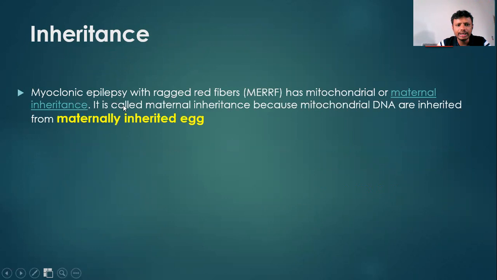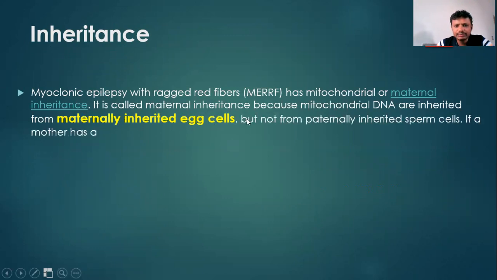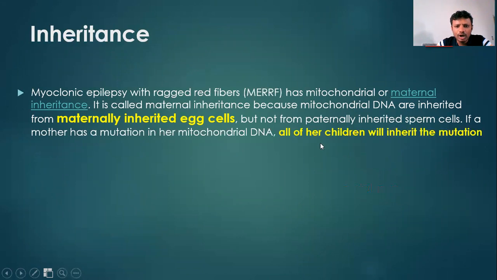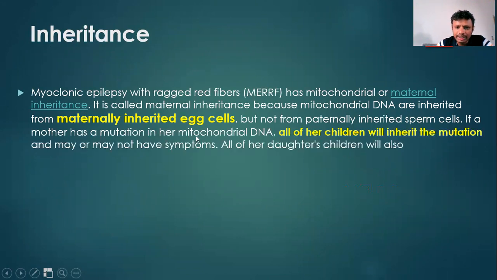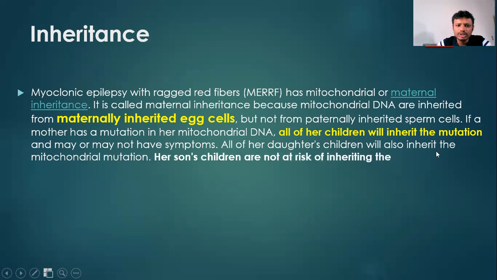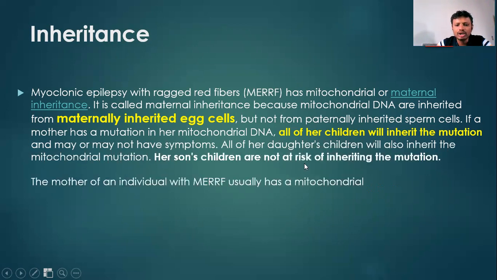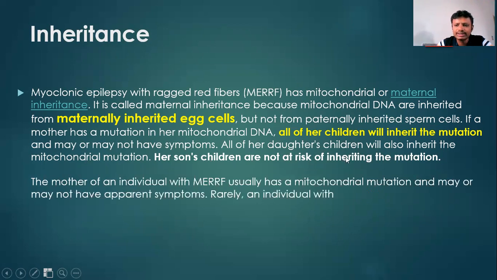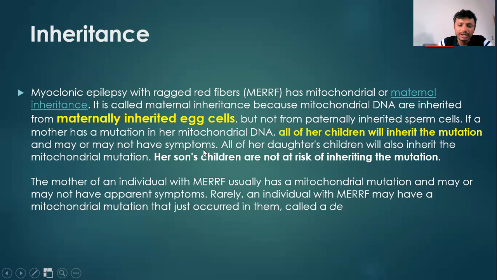Remember, its inheritance pattern is very simple. It is maternally inherited, through the maternal eggs, but not through paternal sperm. All the daughter children will inherit the mitochondrial mutation, and the sons are not at risk of passing it on, because the mitochondria of their children come from his wife. The mother of an individual with MERRF usually has a mitochondrial mutation and may or may not have apparent symptoms.